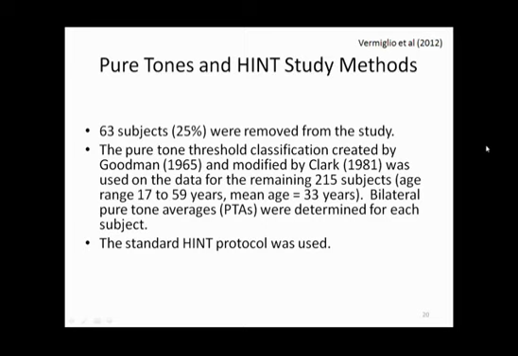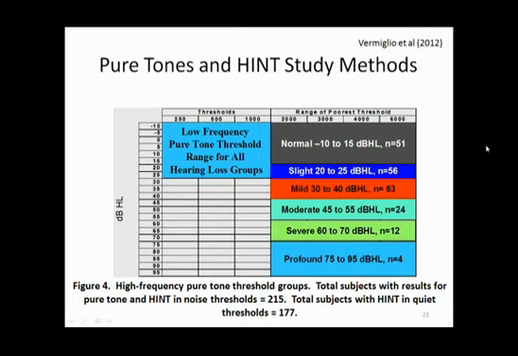Bilateral pure tone averages were determined for various configurations for each subject, and the standard HINT protocol was used. Basically, these are our groups. Everybody had normal low frequency pure tone thresholds, and they had either normal high frequency thresholds, 15 dB or better, or a slight loss, what we're calling a slight loss, 20 to 25 dB, or a mild loss in the highs, a moderate loss in the highs, a severe loss in the highs, and a profound loss in the highs.